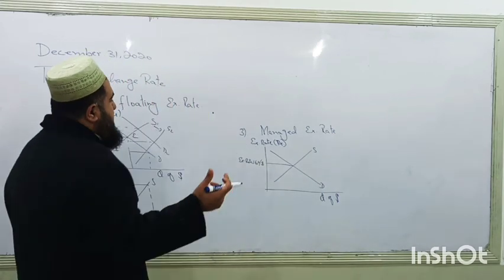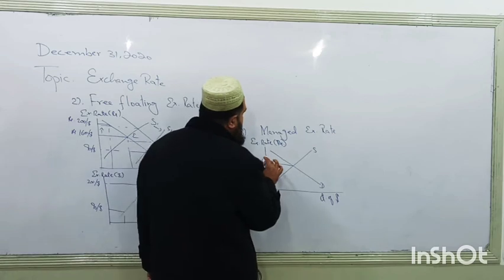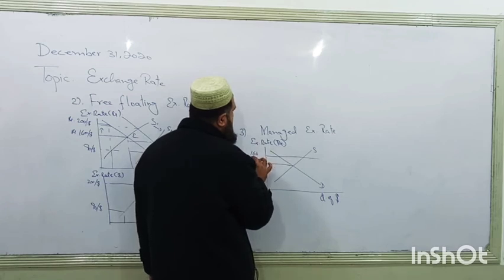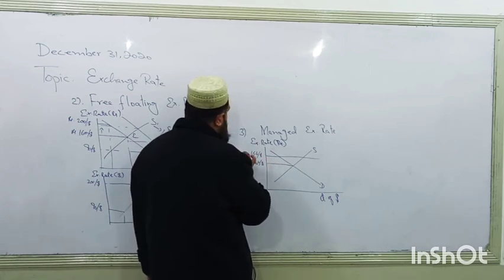So what the central bank does is it makes two limits. This is going to be the upper limit. Suppose they say this is 164 rupees per dollar. This is the upper limit.